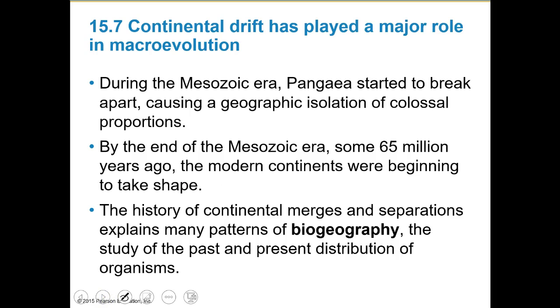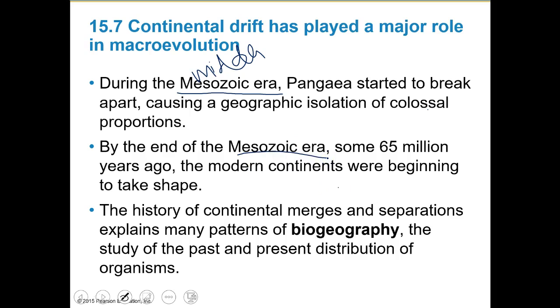Okay. During the Mesozoic era, Pangaea started to break apart. Meso means middle, so this is the era in the middle. At the end of this one is when the dinosaurs died tragically. But Pangaea started to break apart, causing a geographic isolation of colossal proportions. By the end of the Mesozoic era, some 65 million years ago, the modern continents were beginning to take shape. So it would have been at the end here.